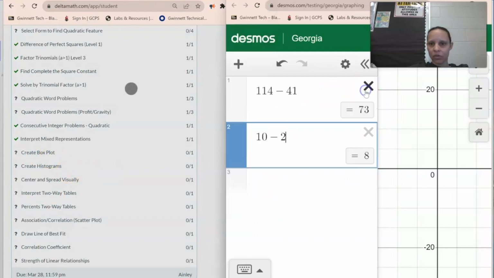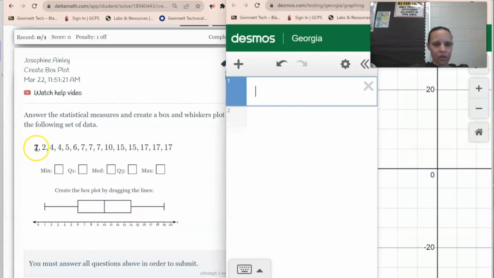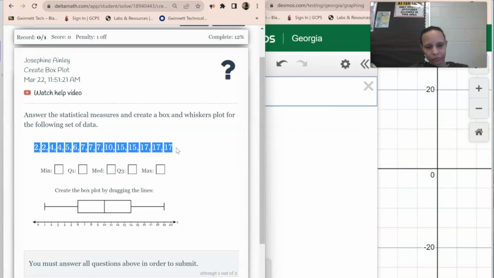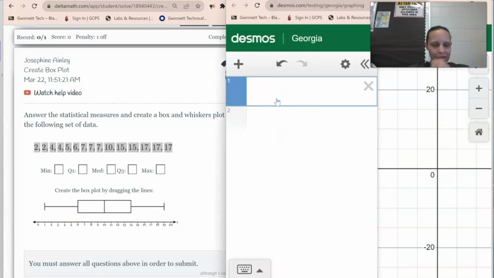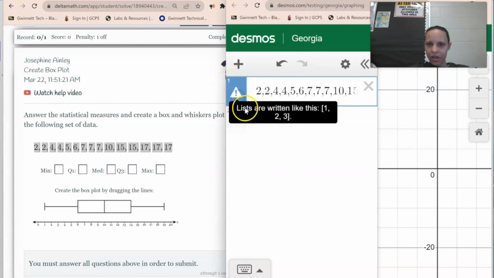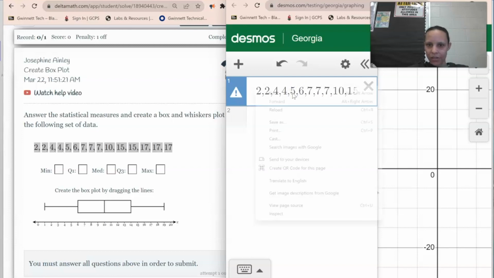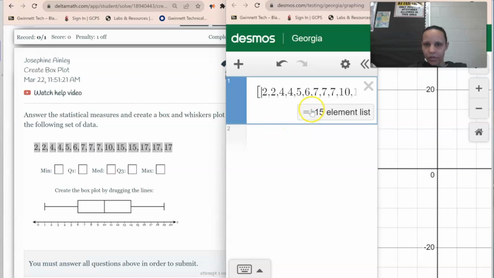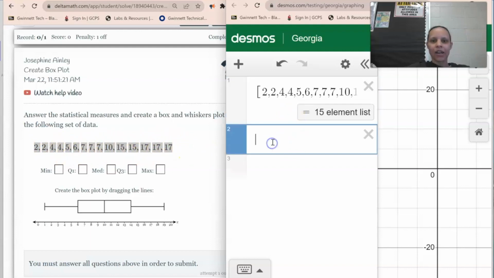All right, so we're just going to use the calculator. We're going to copy. And how do I put it in, because if I just paste it, oh wait, something's up, it's giving me an error. Lists are written like this. It has to have a bracket. So let's go ahead and put a closed bracket. Boom. Oh, look at that. All right, so there are 15 elements. I'm just going to make sure I copied all of them. 1, 2, 3, 4, 5, 6, 7, 8, 9, 10, 11, 12, 13, 14, 15. I did.